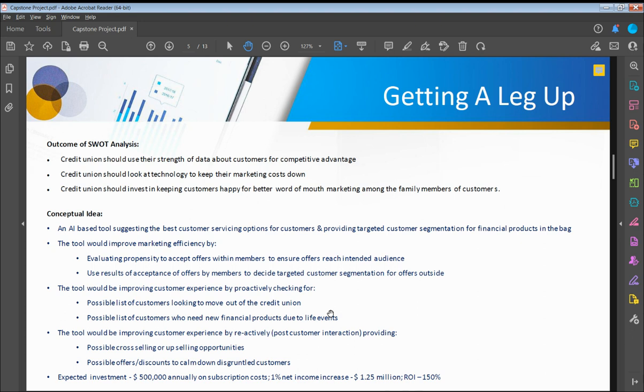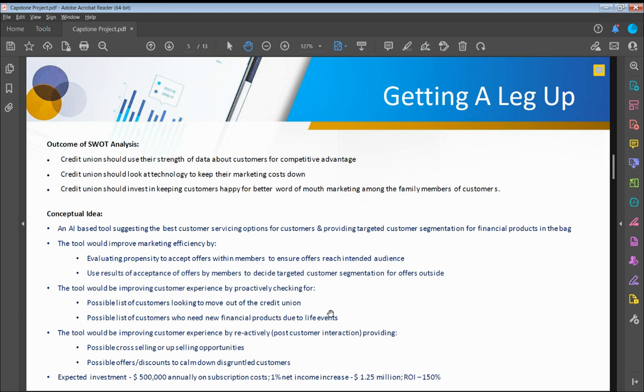We would also be using this tool to cater to customer experience as a reactive measure, by making sure that if the customer has any kind of bad communication with us, we can allay the fears that the customer has and make sure that we are able to either cross sell, upsell, or provide discounts for disgruntled customers, so that we do not get a high churn in our member base.